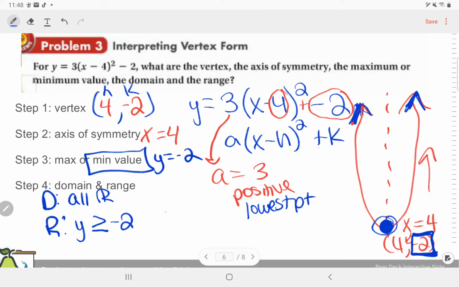The other way you can write it is you start at negative 2, which would be a closed bracket, and you're going forever up to positive infinity, which would be a parenthesis since it goes on forever. And that is how you interpret a quadratic function that is in vertex form without graphing.